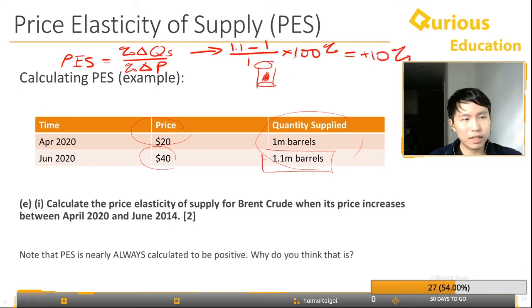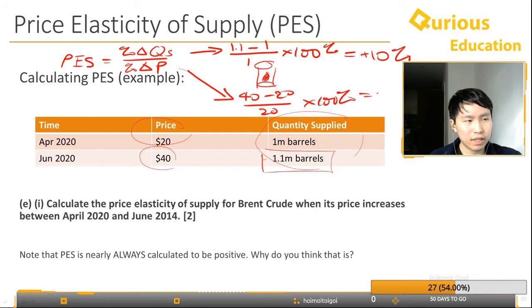Right? And similarly, we do the same thing for the percentage change in price. So price has increased from $20 to $40. So we get the new $40 minus 20 over 20 times by 100%. So we would get 100%. Therefore, the PES in this case is going to be plus 10% over 100%. So that would equal plus 0.1.